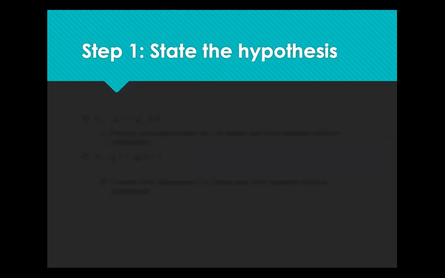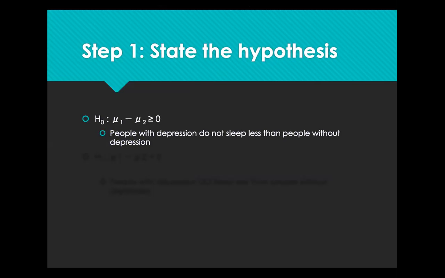First, state the hypothesis. The null is going to say that when you subtract mean of population 1 minus mean of population 2, that difference is going to be greater than or equal to 0. People with depression do not sleep less than people without depression is the way to interpret that.